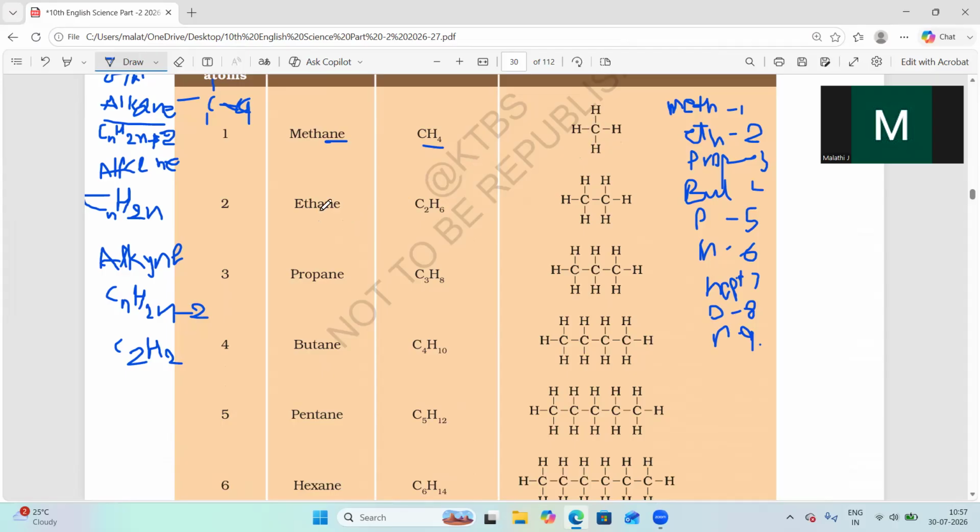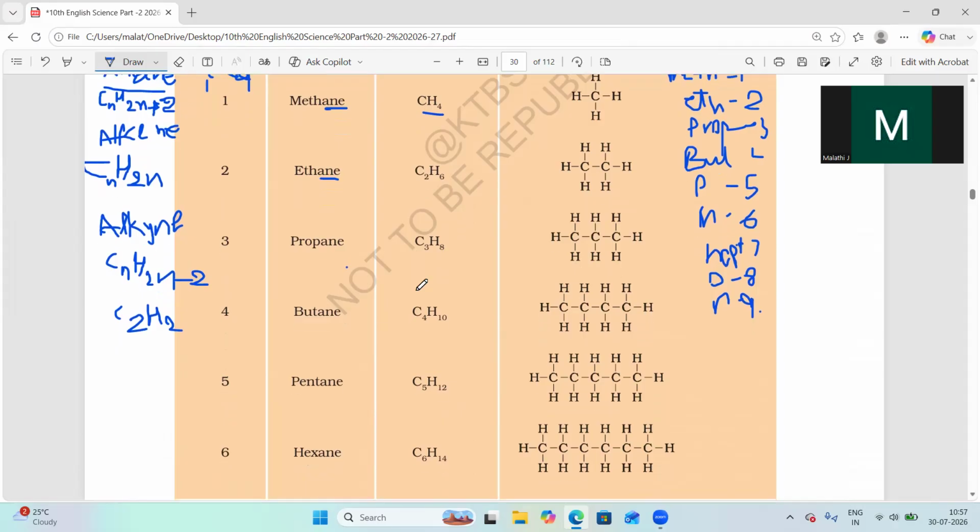So eth means the number of carbon atoms will be 2. If you apply the number of carbon atoms in this formula, you will get C2H6. So eth means C2H6. ANE means the carbon atoms have only single bonds. Already one bond is between the carbon atoms, so around each carbon another 3 bonds will be with hydrogen atoms. Like that, prop means the number of carbon atoms is 3.